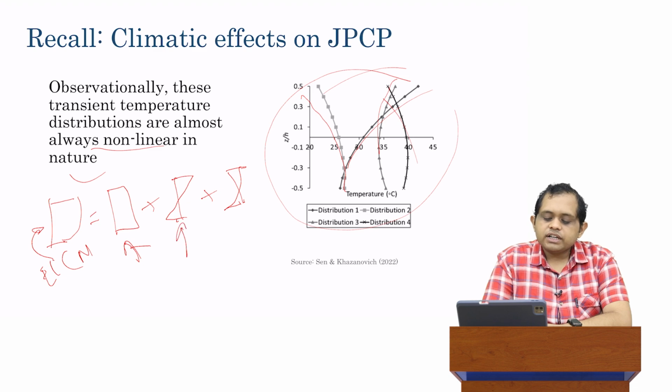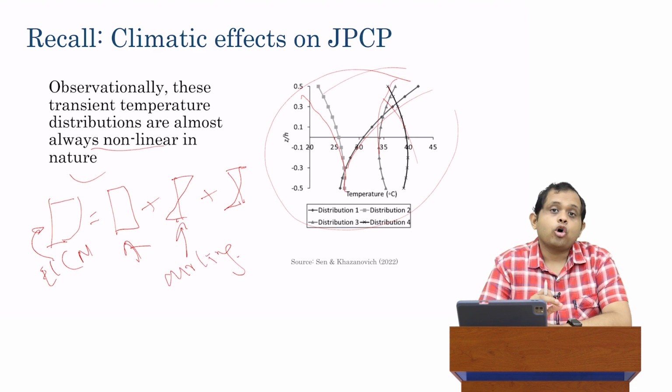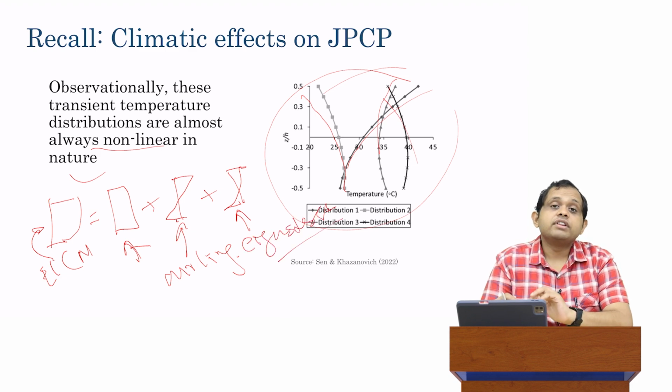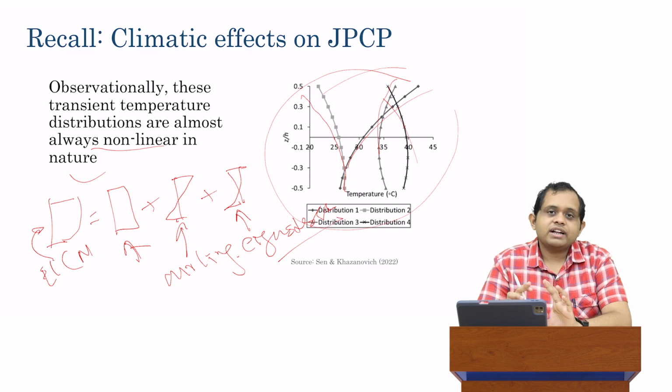This linear component leads us to curling, but only if we have an external load associated with it. On its own, the linear component does not generate any stresses. And then we also saw for the non-linear component, this is what generates the eigenstresses. These are generated without any external load. Hence, it's called an eigenstress. It's a characteristic stress which is characteristic to the pavement itself. It's not dependent on any external load.